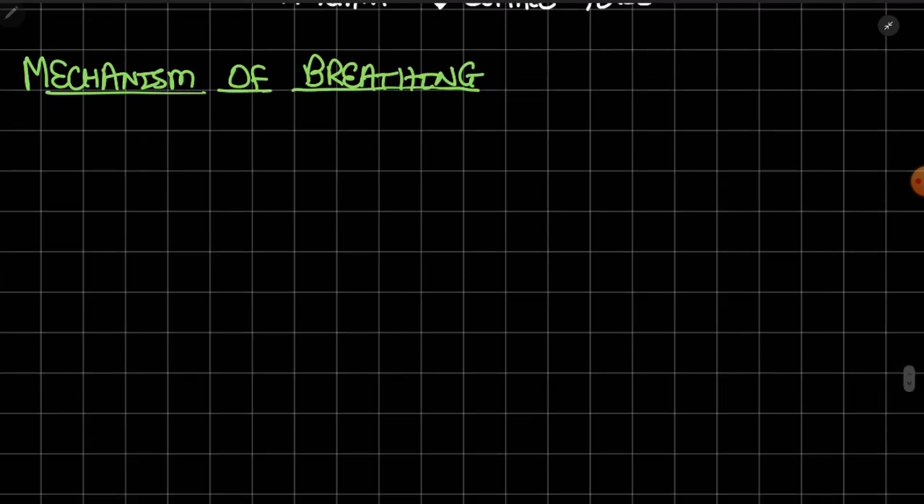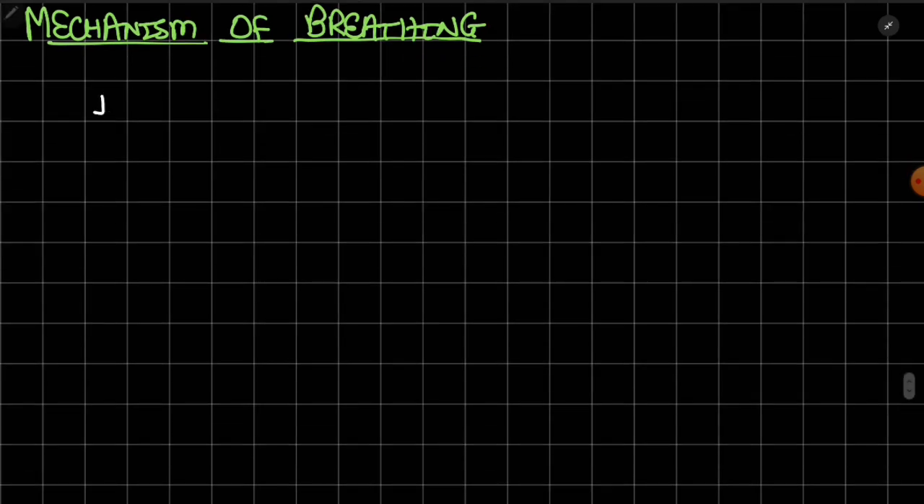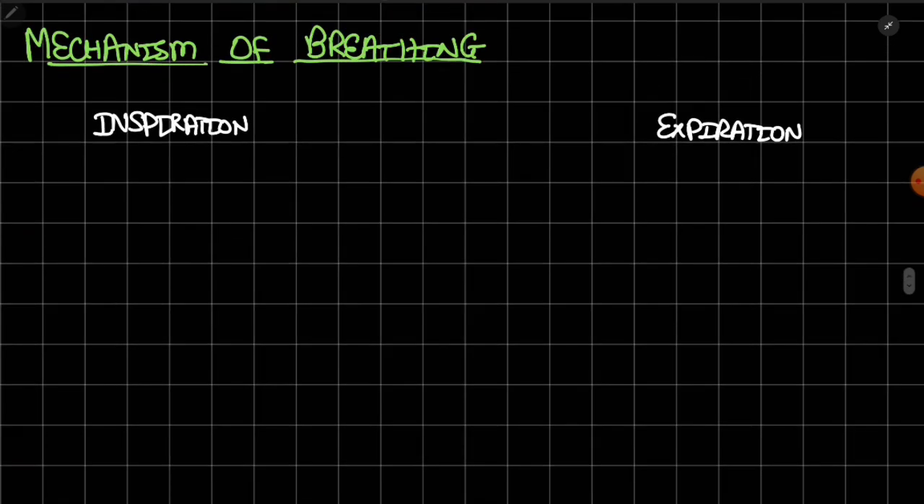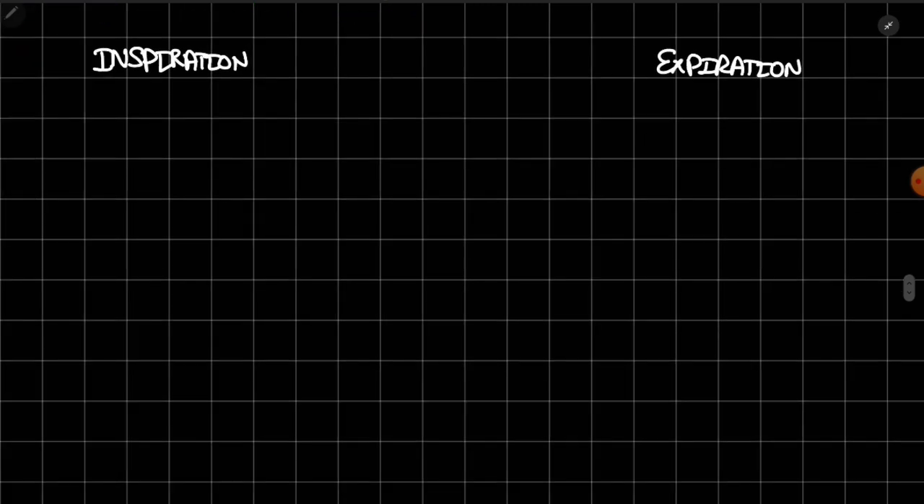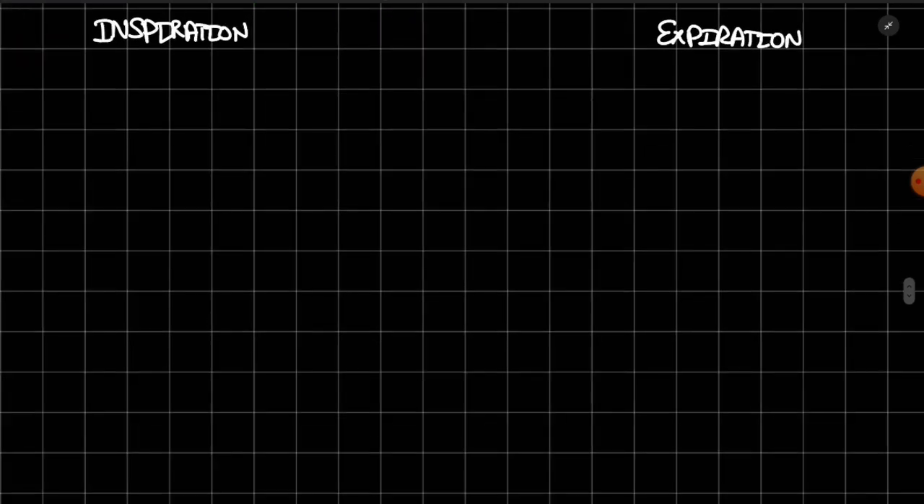Mechanism of breathing. There is a pretty good flowchart in Guyton on the mechanism of breathing. The mechanism of breathing is basically inspiration and expiration. This is inspiration, and this is expiration. This is the superficial touch of the topic, inspiration and expiration.